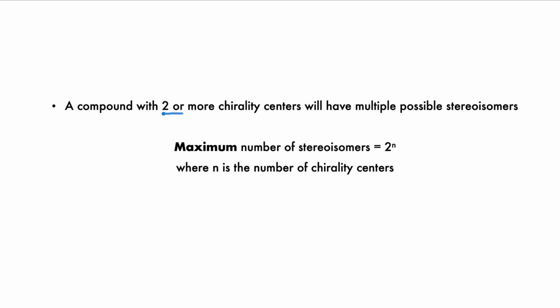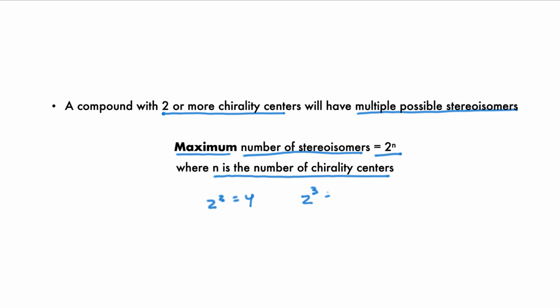When a molecule has two or more chirality centers, it will have multiple possible stereoisomers. The maximum number of stereoisomers is 2 to the n, where n is the number of chirality centers. So if we have two chirality centers, we get a maximum of 4 stereoisomers. And if we have 3 chirality centers, we can have a maximum of 8 stereoisomers. Often we get fewer than the maximum number of stereoisomers.